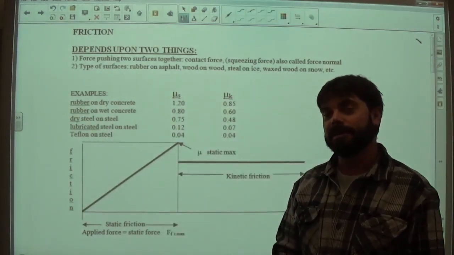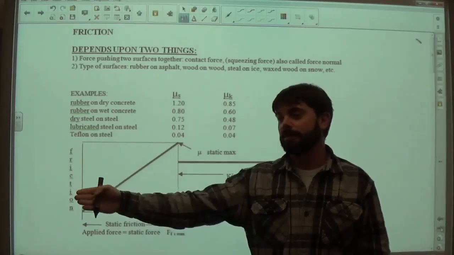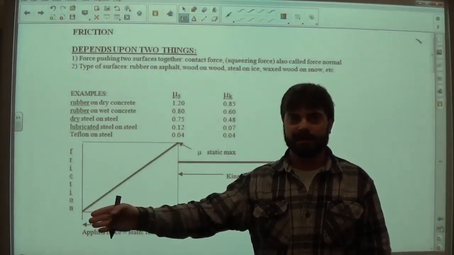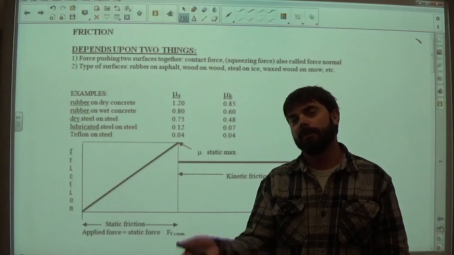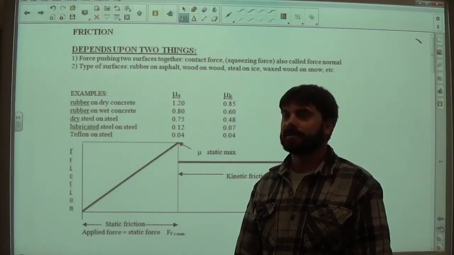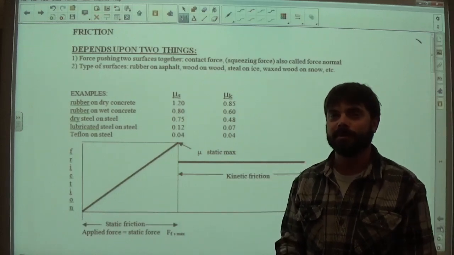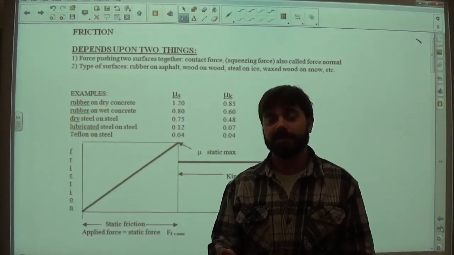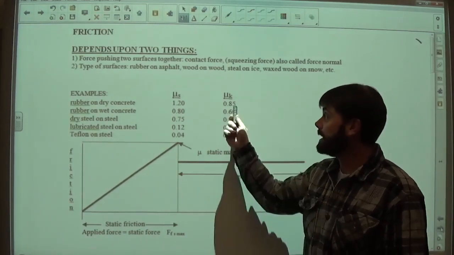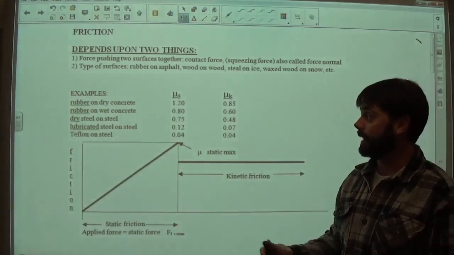That means it would take more force to drag the item across that surface than it would to pick it up. That's a good thing, because obviously if you have automobile tires or shoes, you want those to be grippy on a surface. You don't want them sliding all over the place. And then the kinetic mu for that is 0.85.